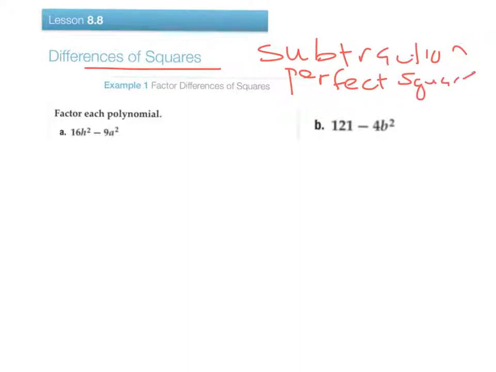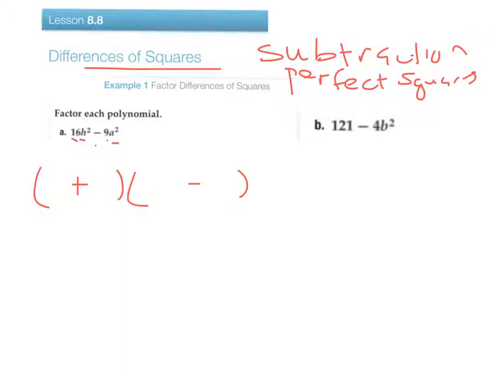So let's look at our first problem we have here. 16 is a perfect square and 9 is a perfect square. As long as we have even exponents, those are perfect squares. And we have a subtraction sign. So to do these problems, all you do is create your two parentheses and we fill in the blanks. Plus minus is what we put in each of those. It doesn't matter what they are, it's just always plus minus.